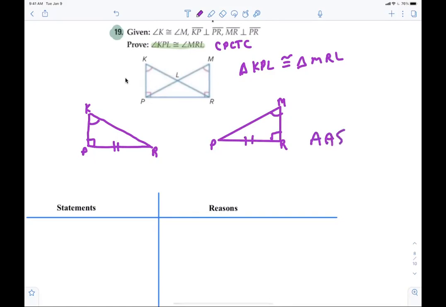Angle, side. Now what's true about MR and KP? What's true about MR and KP? They're congruent. So I can mark this congruent to this. And now I can say this angle is congruent to that angle. So what's true about those smaller triangles now? They're congruent. So now what can I say about these angles? Yay, that's called a game plan.